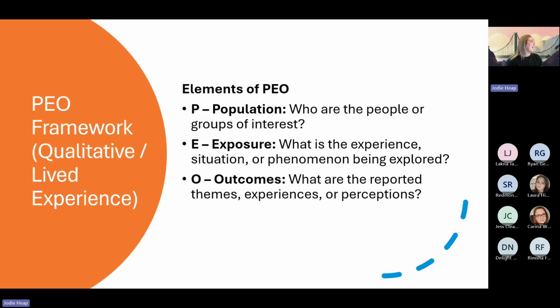Next up, we have the PEO framework, which is for qualitative or lived experience. And this is a bit shorter. So we're looking again at population: who are the people or groups of interest? What is the exposure? What is the experience or situation or phenomenon being explored? And what is the outcome? What are the reported themes, experiences, or perceptions that we would be interested in?